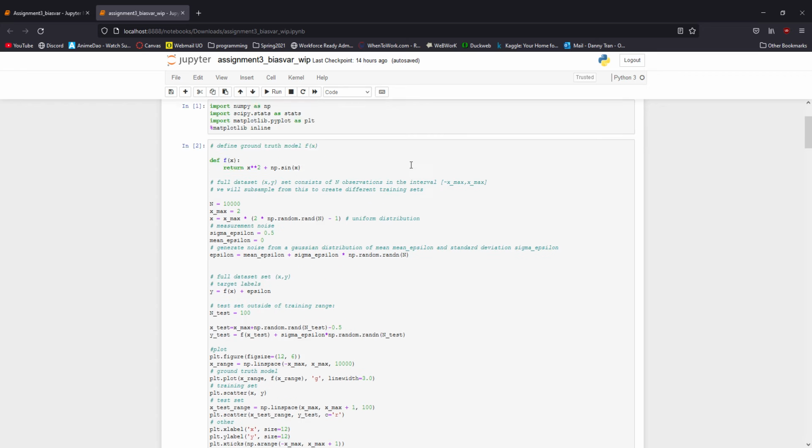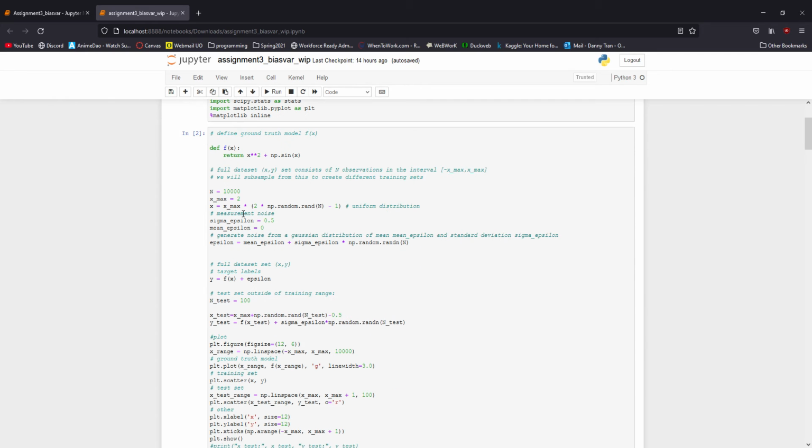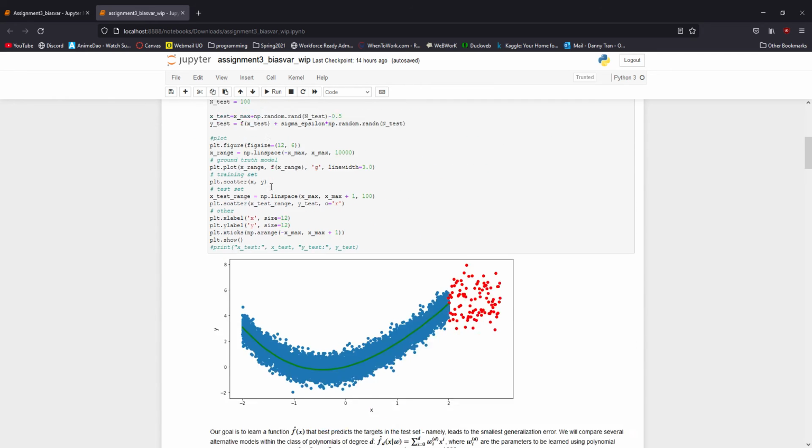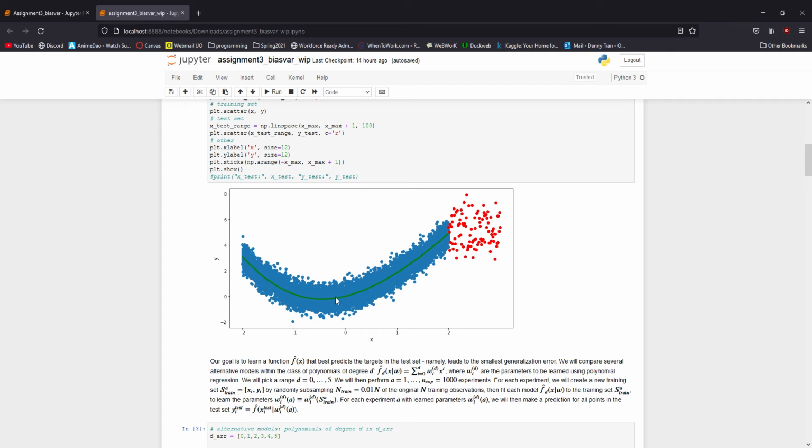So you can see the instructions here, our imported libraries, all the code here. And then you see that the ground truth model is in green with the 10,000 blue training observations, and then the red points are our test observations. And you can see it pretty closely follows the curve here.